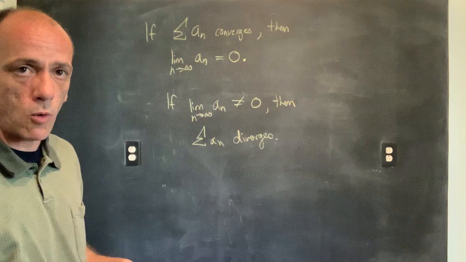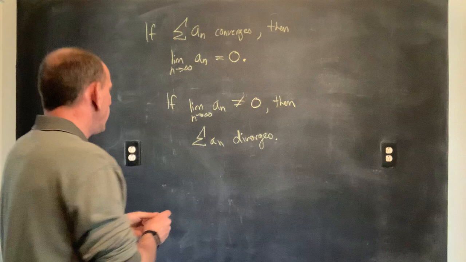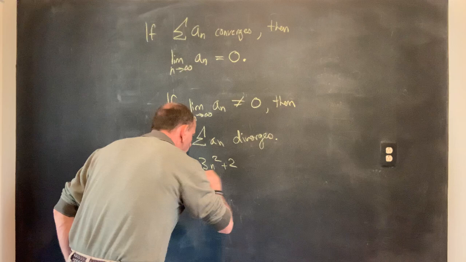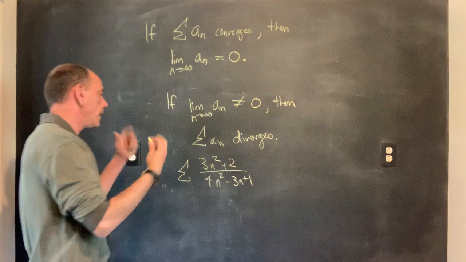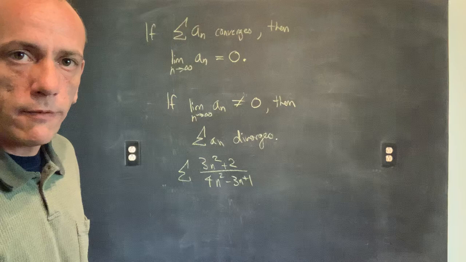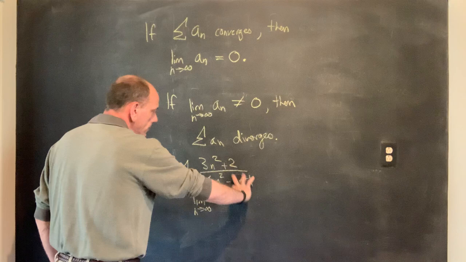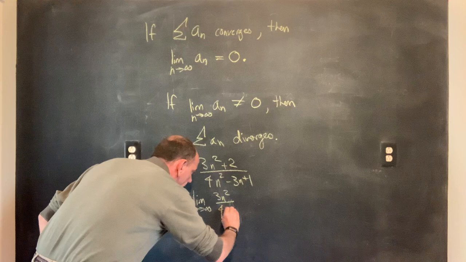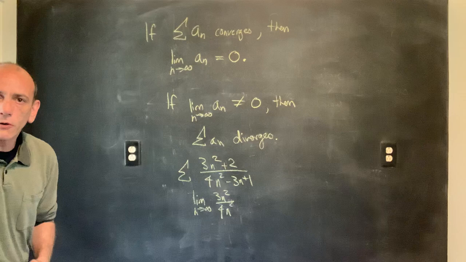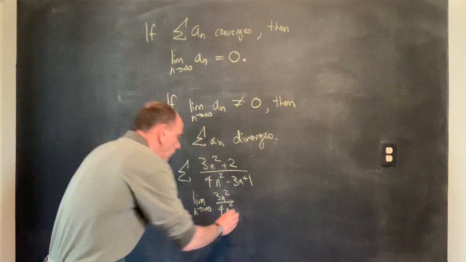But if I take the limit and it's not 0, say I'm looking at the series of 3n squared plus 2 over 4n squared minus 3n plus 1, instead of doing any kind of polynomial long division or partial fractions or trying to factor this stuff, I'm just going to look at the limit as n goes to infinity of this term. All the rest of this junk, I don't care about. In the long run, it's only the 3n squared over 4n squared that matters. They have the same degree. The top is going to infinity as fast as the bottom, so they cancel each other out and we get 3/4.